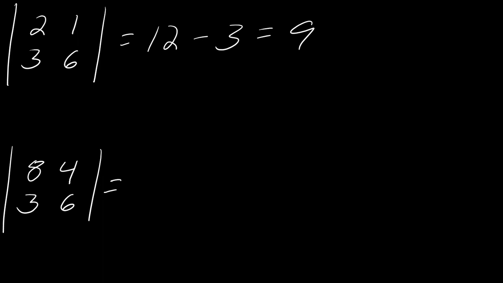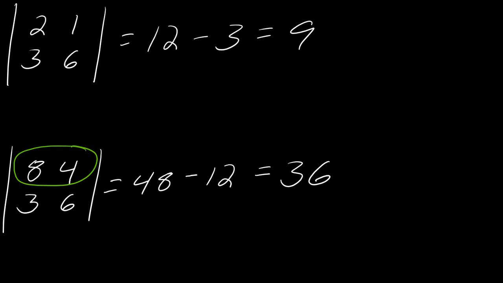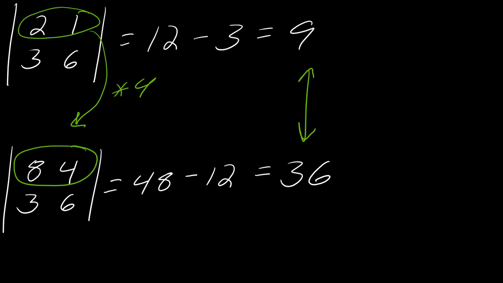So 8 times 6 is equal to 48, and then 3 times 4 is equal to 12. So 48 minus 12, that's going to equal 36. Now, remember, this row was found by taking this row and then multiplying it by 4. So now look at the connection between the two determinants. 36 is equal to 9 times 4. So that is what this theorem is getting at.